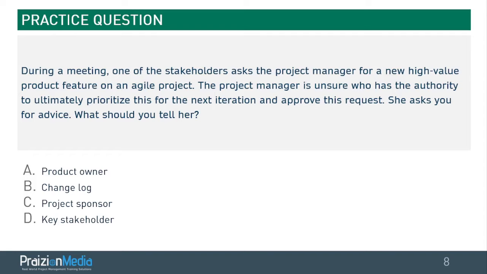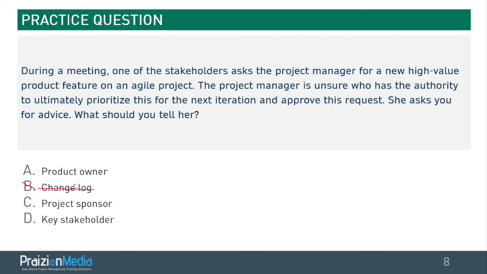All right, so this one is written in such a way that the answers are all kind of subjective in that it's not a complete sentence. But when you get a question like this, just think about the line of best fit, right? Because it says who has the authority. So who will you tell her has the authority? That's really what these are. It wouldn't be changelog because that is not a person. So we're going to eliminate that, okay?